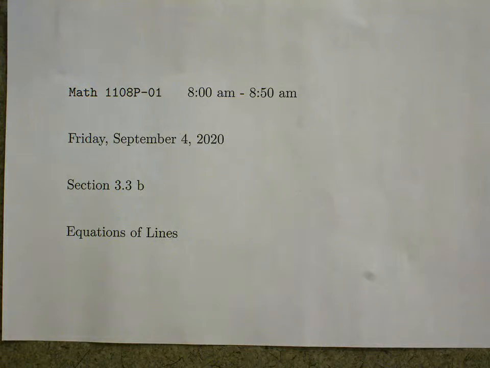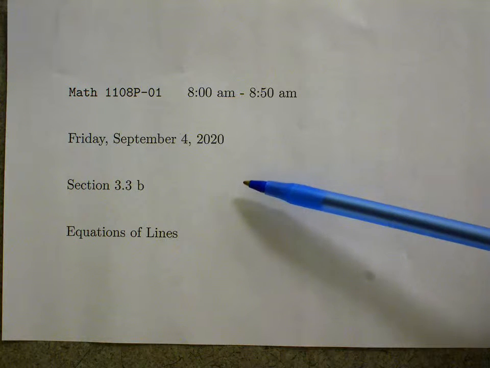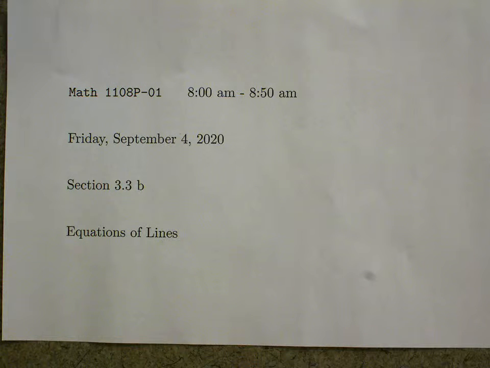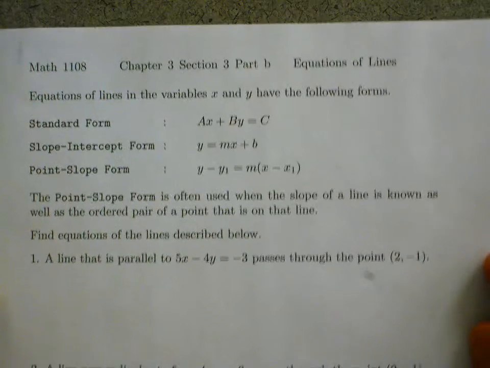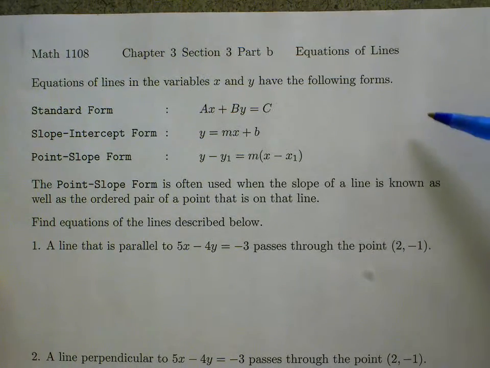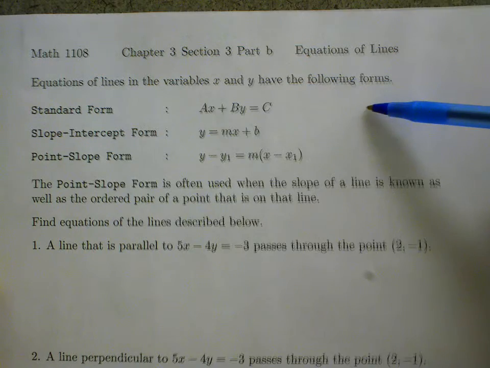Okay, it's 8 o'clock already. Today we'll be in section 3.3 again, equations of lines. We'll review a little bit about what we've already talked about. We saw this yesterday. Equations of lines in the variables x and y have the following forms. The standard form, ax plus by equals c.